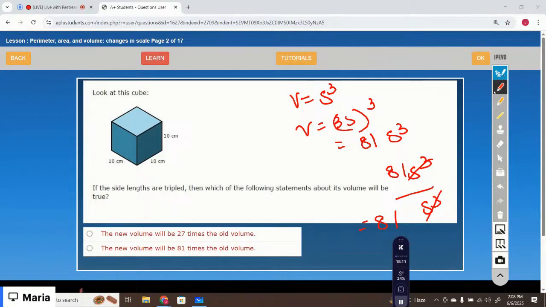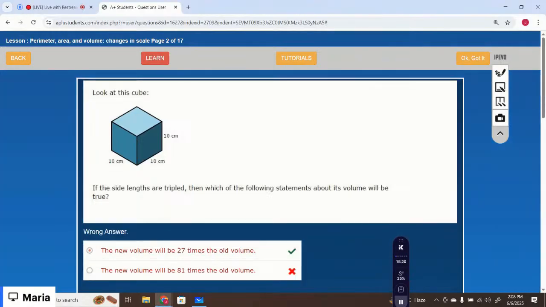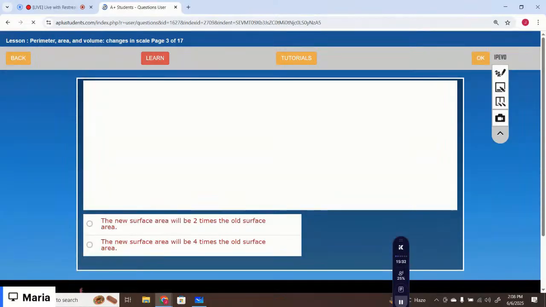Option number 2 is the correct option. The new volume would be 81 times the old volume. Correction: 3 times 3 is 9, 9 times 3 is 27, not 81. That is 27.